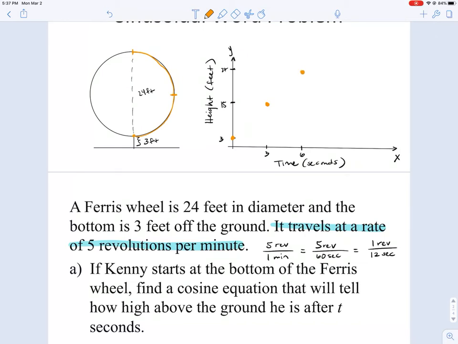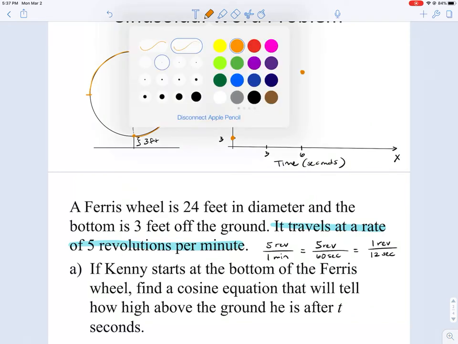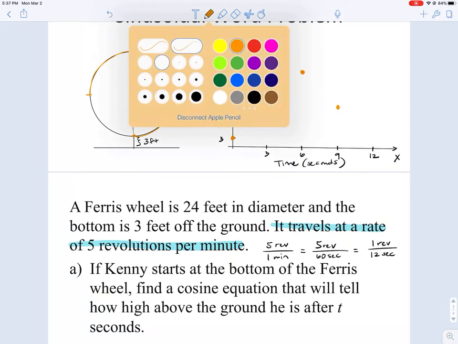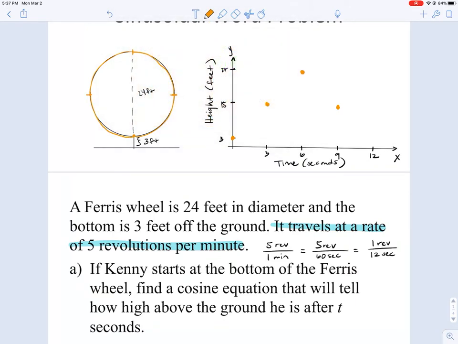Okay, and then now he's on his descent. His heights are going to start decreasing. So let's say he goes another quarter of a rotation, so he's back at 15 feet. That's going to be another 3 seconds later, so 9 seconds total will have passed when he'll be back at 15 feet. And then another 3 seconds to complete 1 full revolution, and he'll be back at 3 feet.